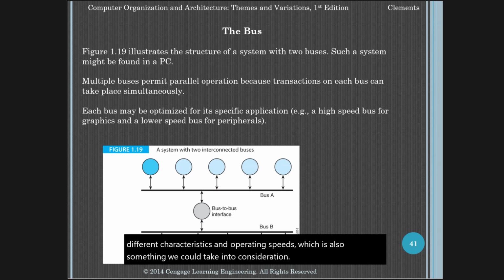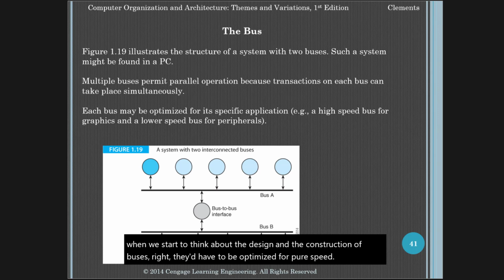A computer could have a whole hierarchy and network of buses, and each could be different and optimized for its intended application. And the fastest buses on the computer are those that are going to communicate with high-speed memory or video devices. And really, when we start to think about the design and the construction of buses, they have to be optimized for pure speed.